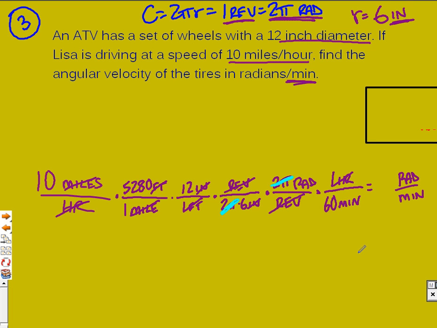If you wanted to, you can cancel out the 6 and the 12, but I would just multiply all the numbers left on top, divide by all the numbers on the bottom, and check and see if you get it. It should be 1,760 radians per minute. So it's backwards from the other example, but it all works the exact same way.